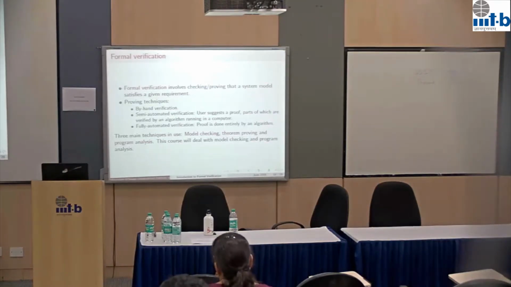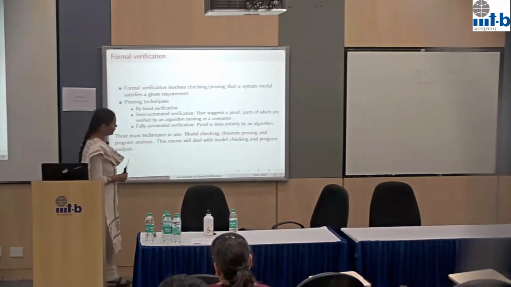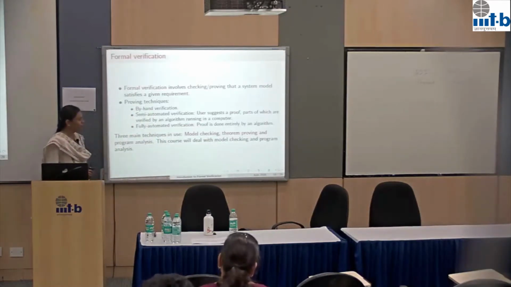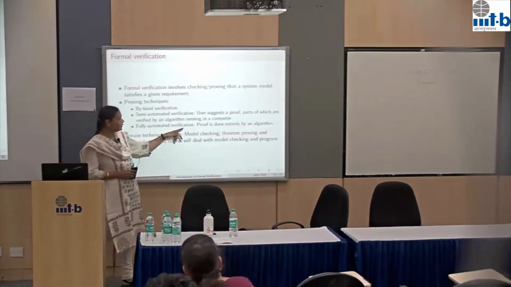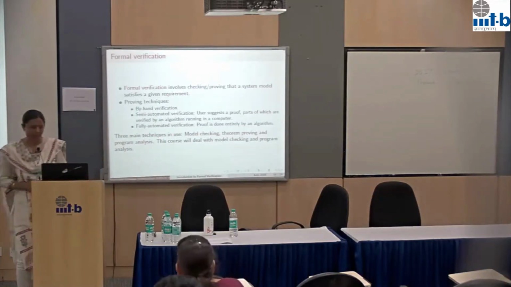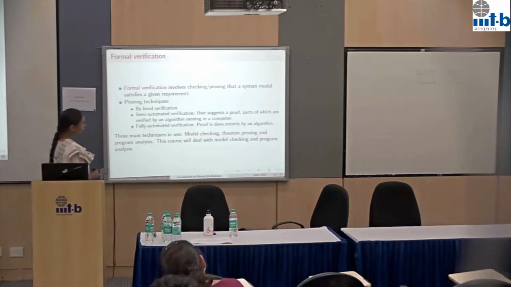The most popular theorem provers are the B method. Z is also a theorem prover. So lots of theorem provers are in use. Then the next is fully automated, where the proof is done entirely by a tool that implements an algorithm. So there are two techniques for that. One is called model checking.